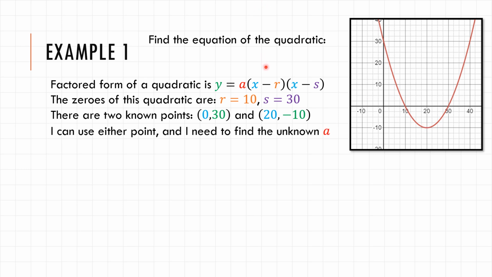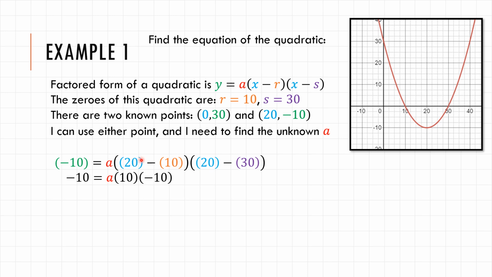And then all I have to do is plug them into my equation and solve for the unknown variable, which is a. So this is with all of the numbers plugged in. I've chosen to use this point right here. So negative 10 equals a times x minus r times x minus s. The x value is 20, and these are all color-coded so you can see where I'm getting the information from. 20 minus 10 is 10, 20 minus 30 is negative 10, and 10 times negative 10 is negative 100.